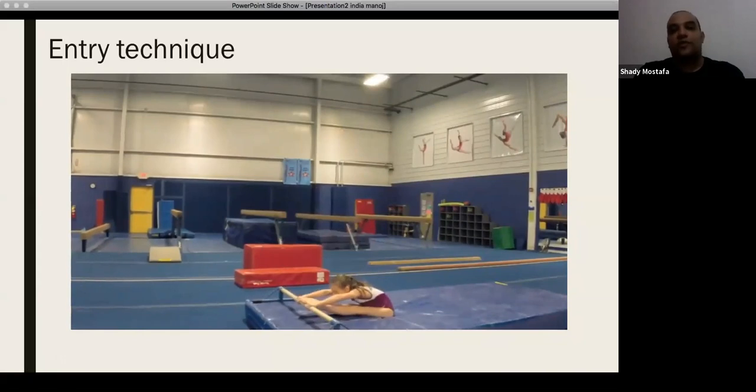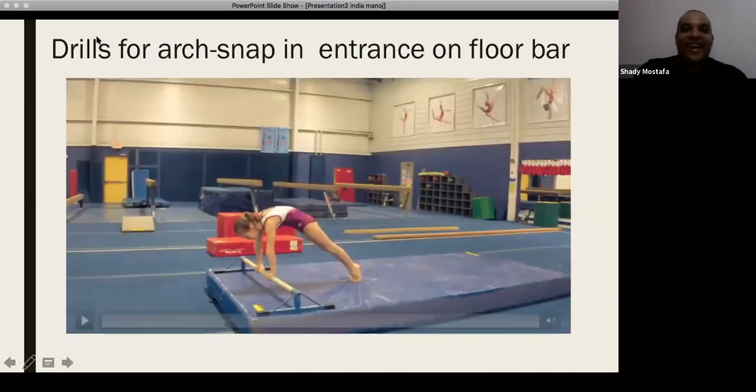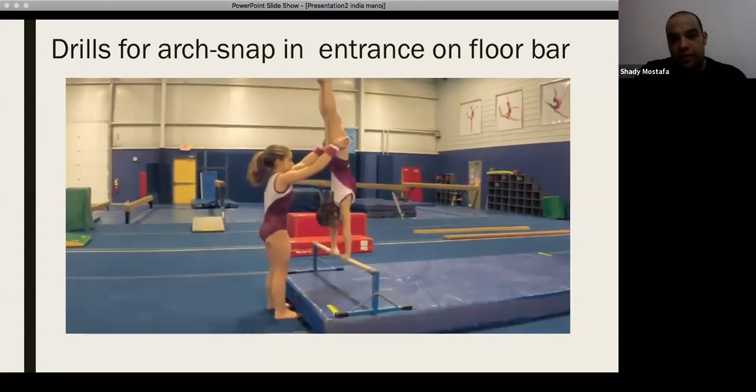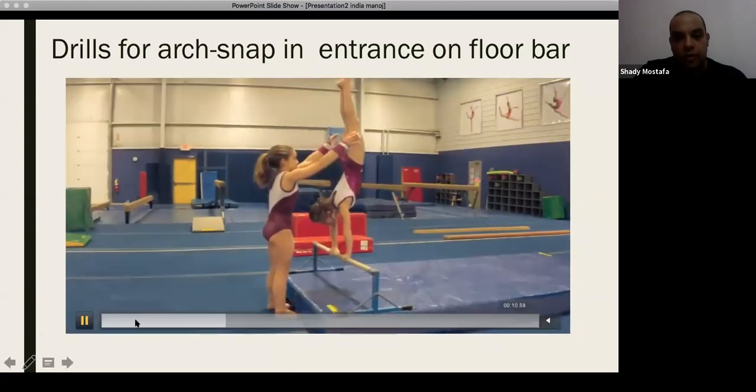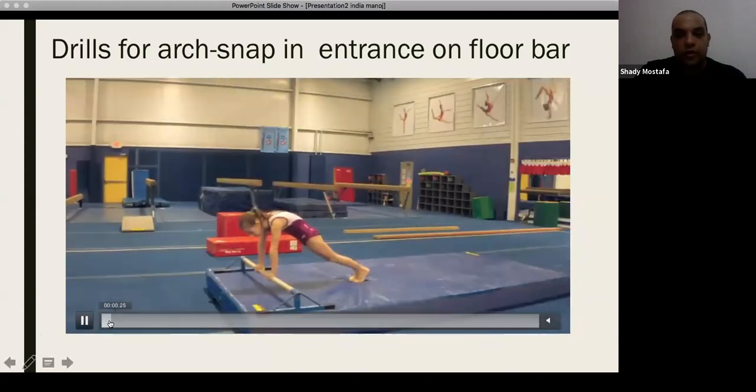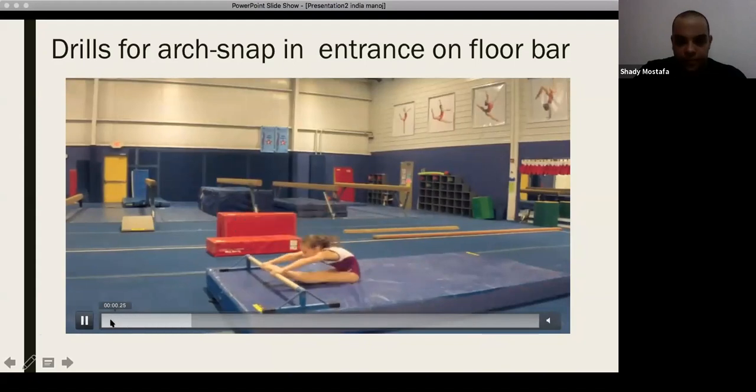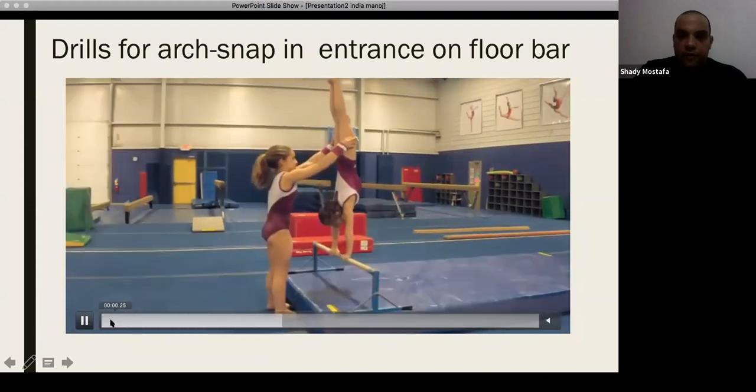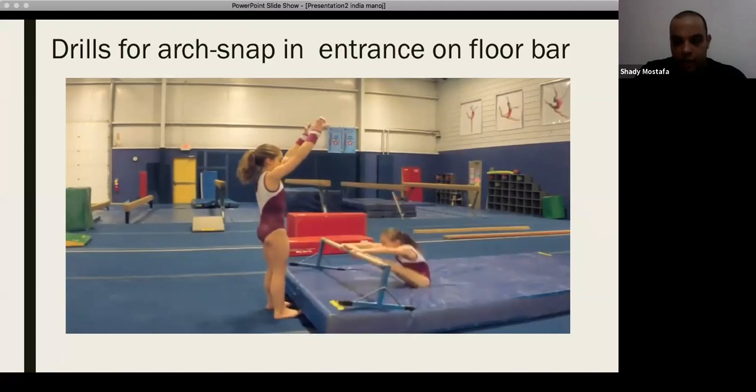I actually understood this. Okay. Now these are drills for arch snap in on entrance on bar. You start like this, remember hollow shape, and look, from hollow, jump off, bring your feet in. One more. Slow. Okay, one more. Jump, put your feet on. From here, arch, push down.